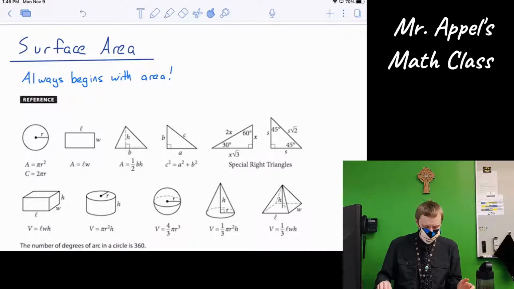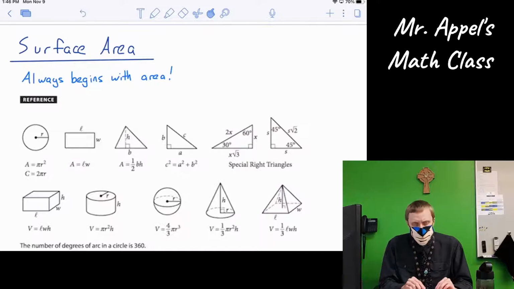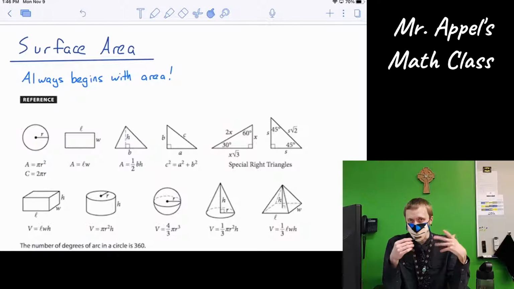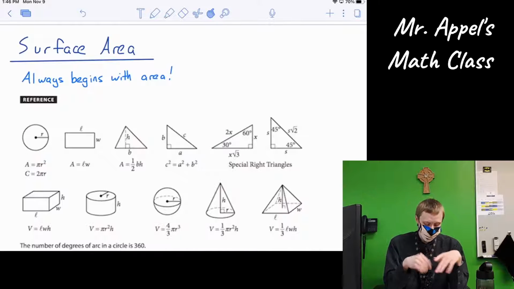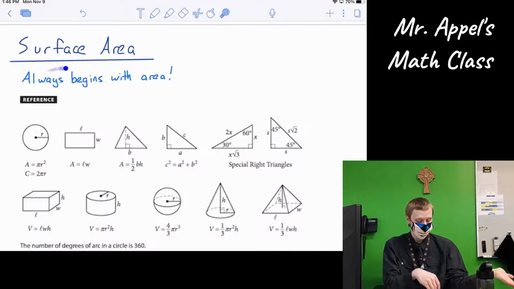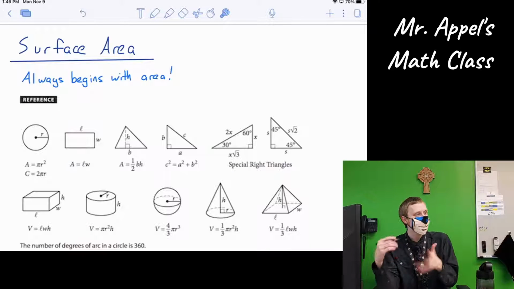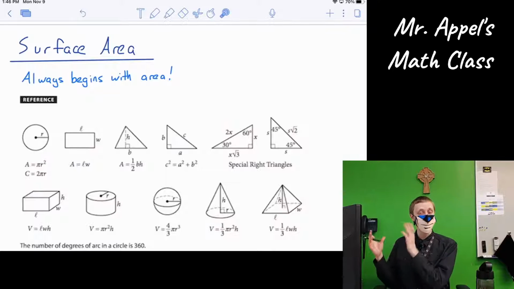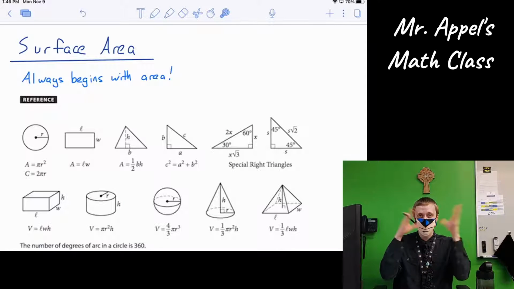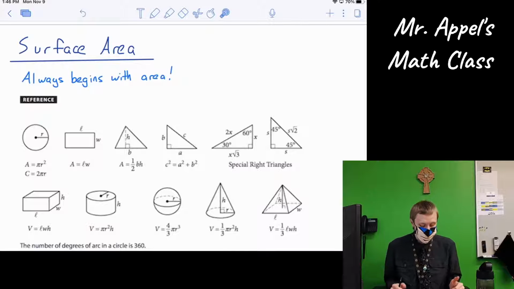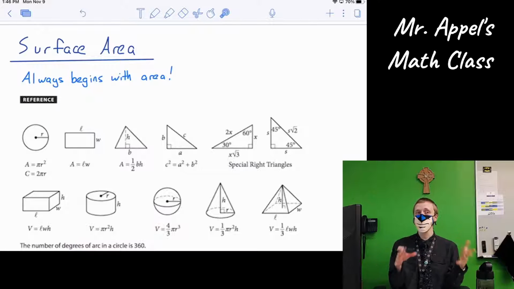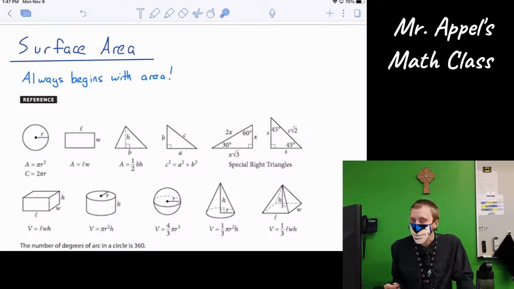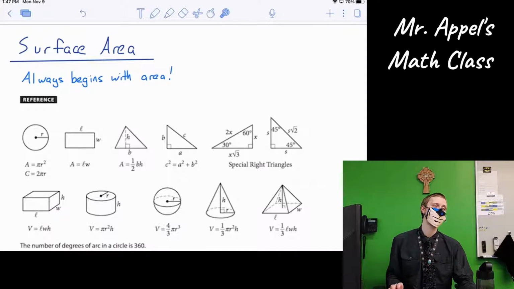And surface area, while the SAT would love to try to make it seem more difficult and complicated than it really is, it's just area. Surface area begins with area. All it is, is finding the area of multiple shapes. It's a sneaky way of fitting in multiple smaller questions into one large question. And so if you know the basic area formulas, you're set. You're fine. It's just stacking those on top of each other. That's all it really is for surface area.